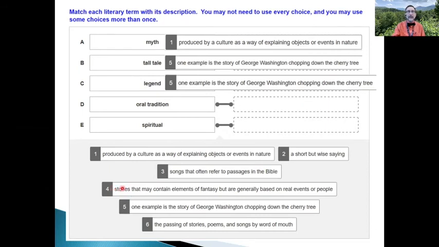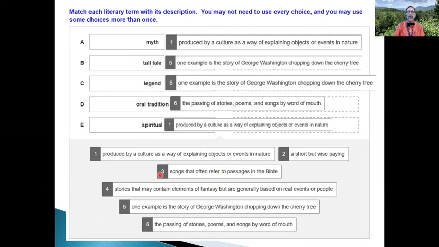Oral tradition, we're up to that one right here. Oral tradition, the passing of stories, poems, songs by word of mouth, hence the word oral in there. And a spiritual is a type of song. And so again, down here, we have songs that often refer to passages in the Bible. So that would be a spiritual. So everything on this screen is correct right now, except for legend. I got the same one in the same place, but legend should be stories that may contain elements of fantasy, but are generally based on real events or people.